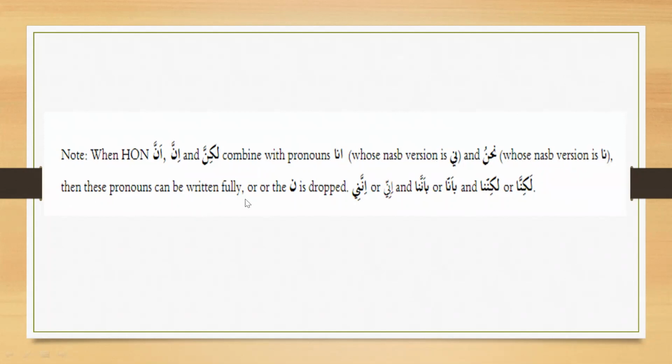Then these pronouns can be written fully, or the noon can be dropped. If inna and ni are together in a sentence, it can be written innani, and it can be written inni. In innani the noon of ni is there, but it can be dropped, so it becomes inni, like inni wajahtu wajhiya lillazi. So inni is inna plus ni, right?